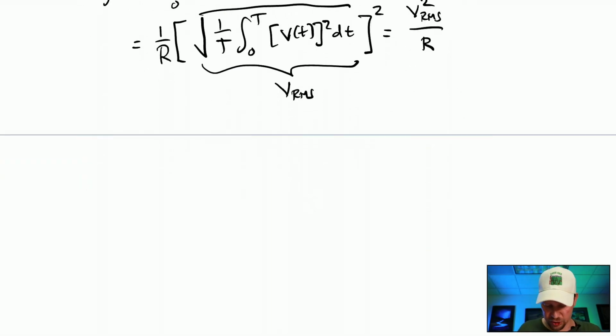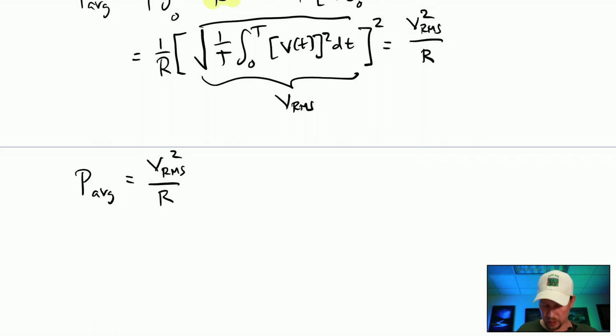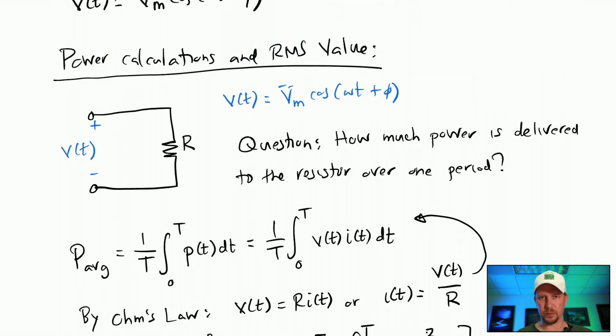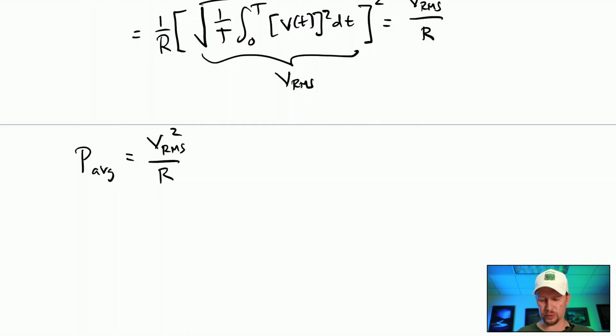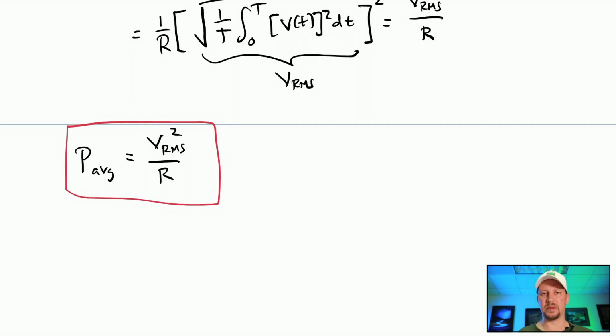So the average power delivered to this resistor when you have a sinusoidal voltage source is equal to the RMS value of the voltage quantity squared divided by the resistance like this. Right? This is actually a very important result.